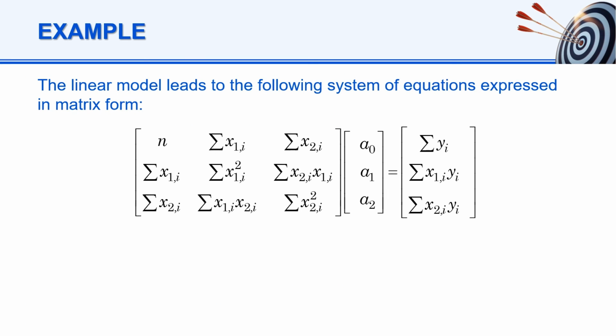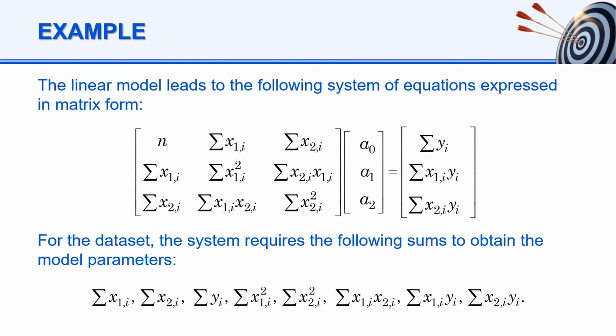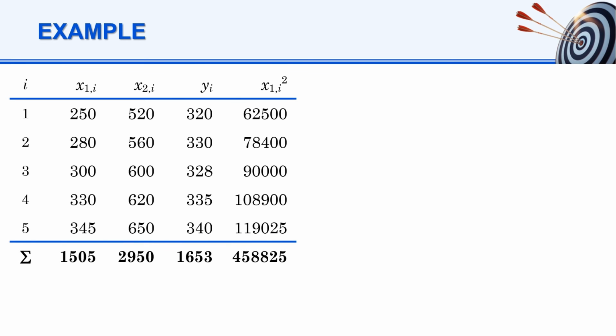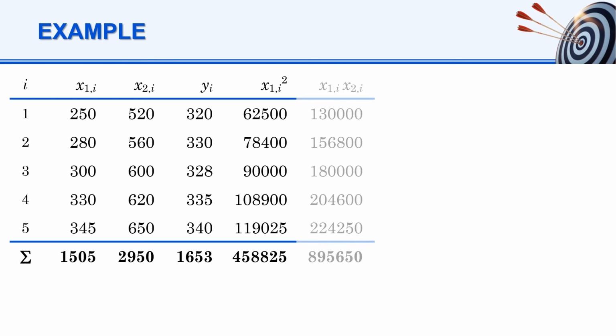The linear model leads to the following system of equations expressed in matrix form. For the dataset, the system requires the following sums to obtain the model parameters. To start, we tabulate the original dataset by assigning subscripts. The 3x3 system of equations for the linear regression requires the sums of x1s, x2s, y's, etc. To obtain these quantities, we complete the table as follows.